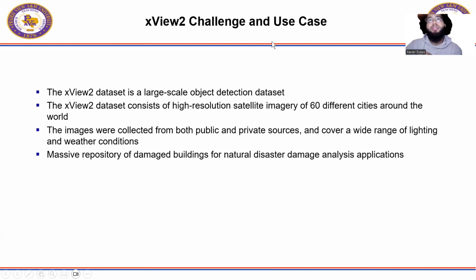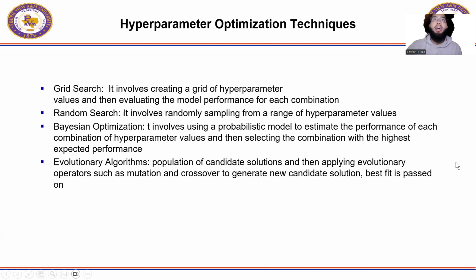Then you have the XV2 and its use cases. XV2 is a large scale data set used for object detection, consisting of high resolution images of 60 different cities around the world, in a range of lighting and weather conditions. It's a massive repository of damaged buildings after natural disasters and can be used for damage analysis applications, such as for rescue teams to identify areas particularly impacted where survivors could be, and then of course insurance claims after the fact.